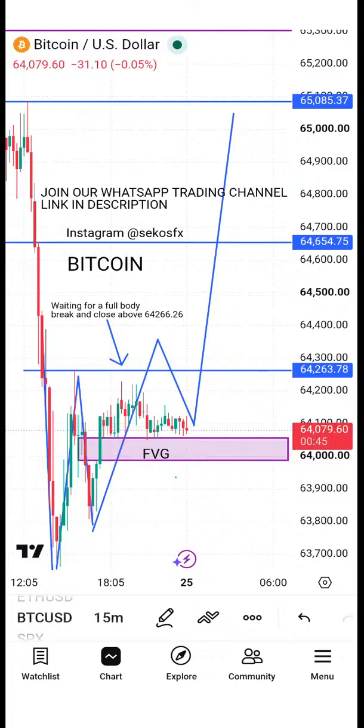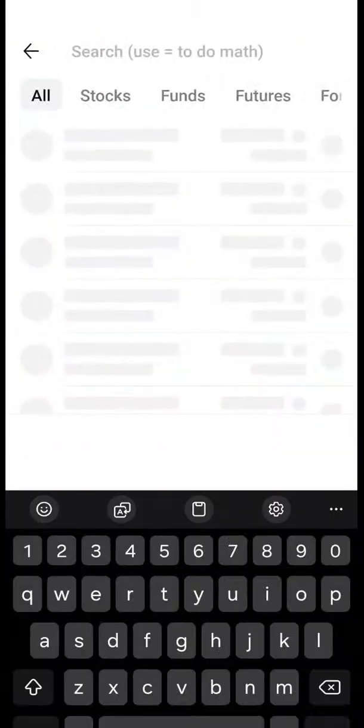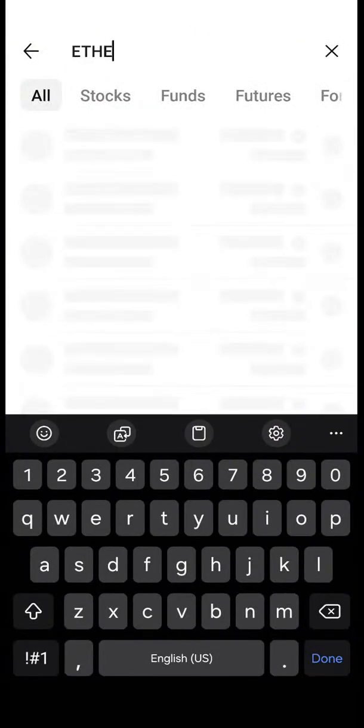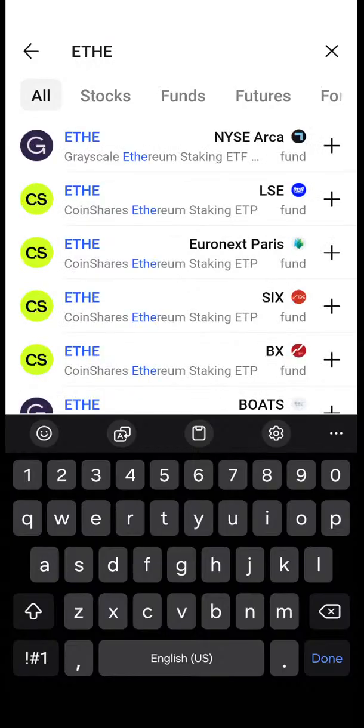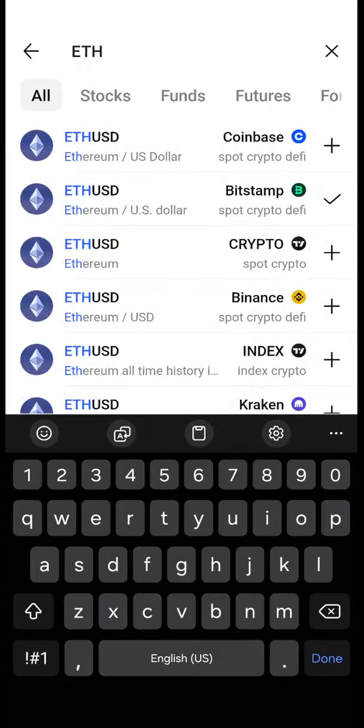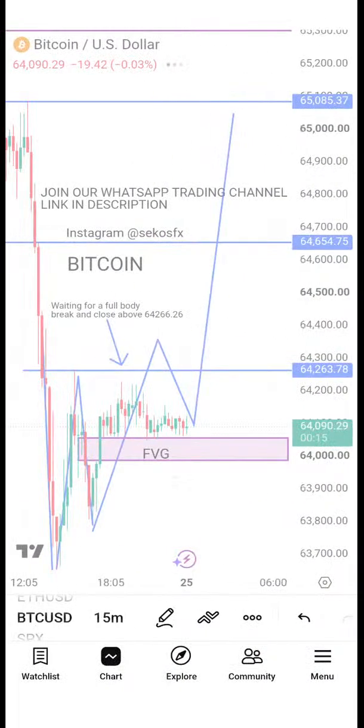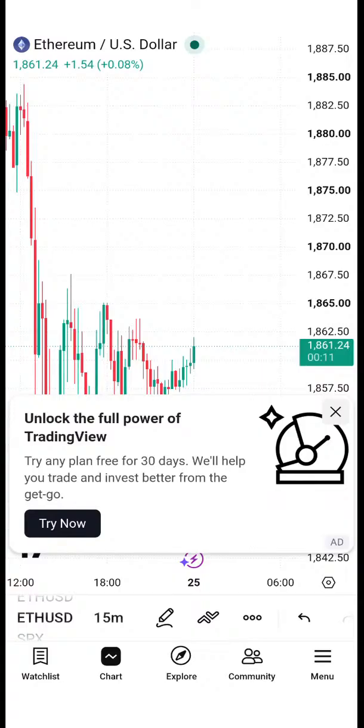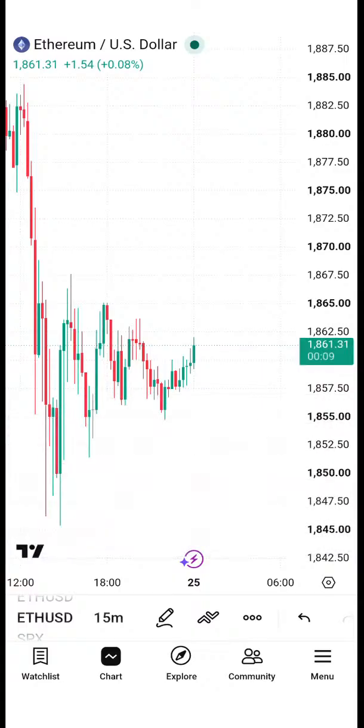While you are waiting for Bitcoin, let's check Ethereum. Still waiting for Bitcoin to move, so let's take Ethereum. ETH, Ethereum. Let's try to break down Ethereum.